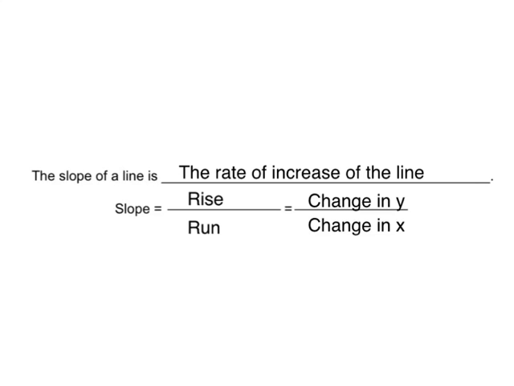Our notes are the same as yesterday. The slope of a line is the rate of increase of the line, and the slope is equal to the rise. Is the rise the up and down or the side to side? Rise means the up and down over the run, which is our side to side, which is also equal to our change in y, because y is our up and down axis, versus our change in x, which is our side to side axis.